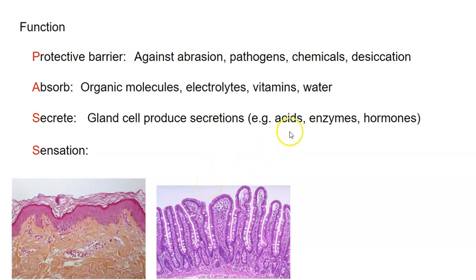Like in your stomach, hydrochloric acid is released. Your pancreas, for example, releases enzymes. Also, your salivary gland releases enzymes. Your pancreas also releases hormones.